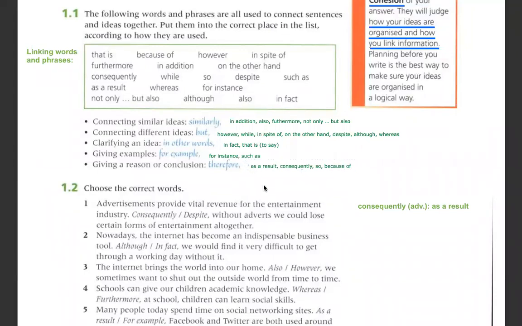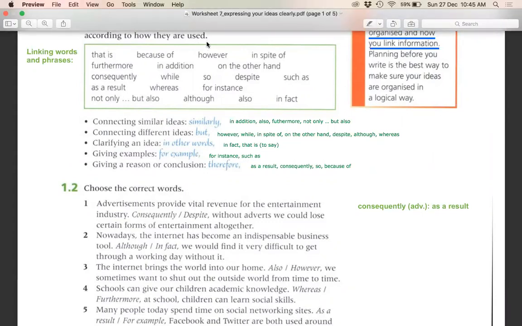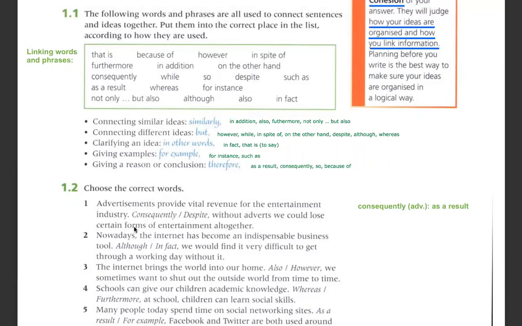Okay. So one of your criteria is also lexical resource, which is vocabulary. So you want to try to use a range of different vocabulary. So you can use a range of different linking devices as well. Right, if you don't know what consequently means, it's the same as a result. Let's do a few of these. So you need to decide which linking word is correct. So please read sentence 1 and then type the correct word in the chat box.